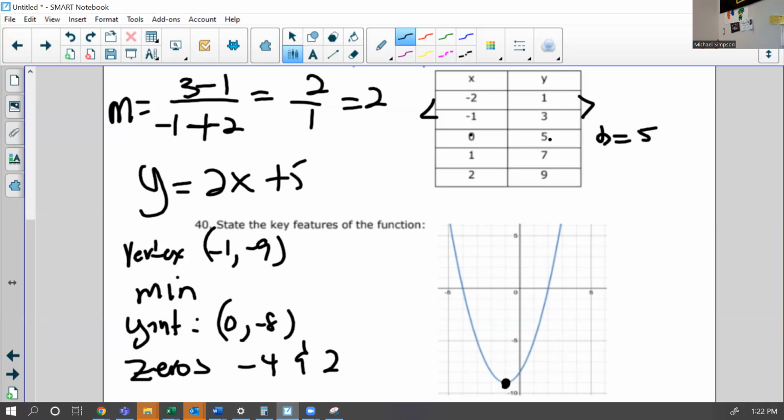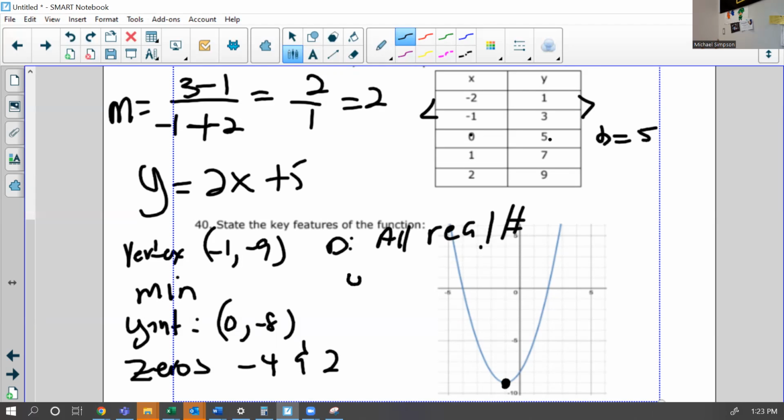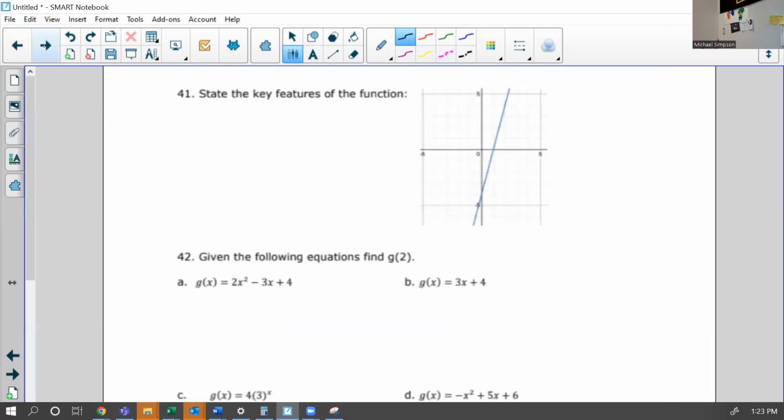Yeah, that's it. We can say the domain is all real numbers. We can say the range is greater than or equal to, okay, let's put it there. We can say that the domain is all real numbers. And we can say the range is y is greater than or equal to -9. Is -9? Yes. All right. So that's 40. Okay, 41, almost there.